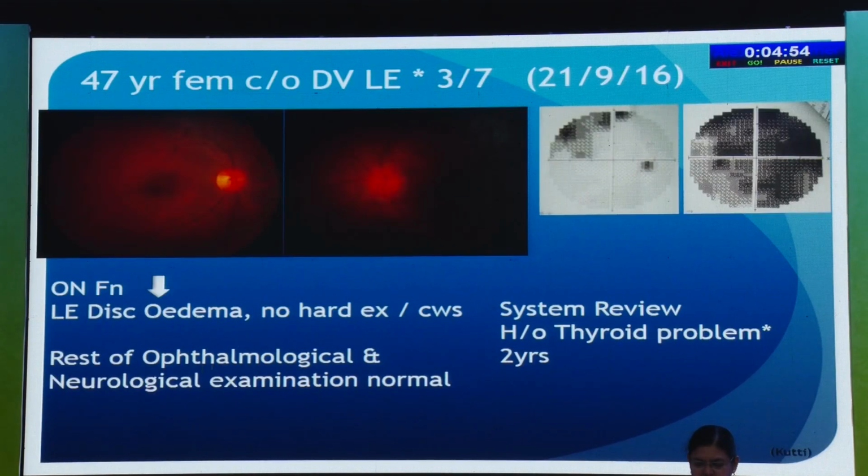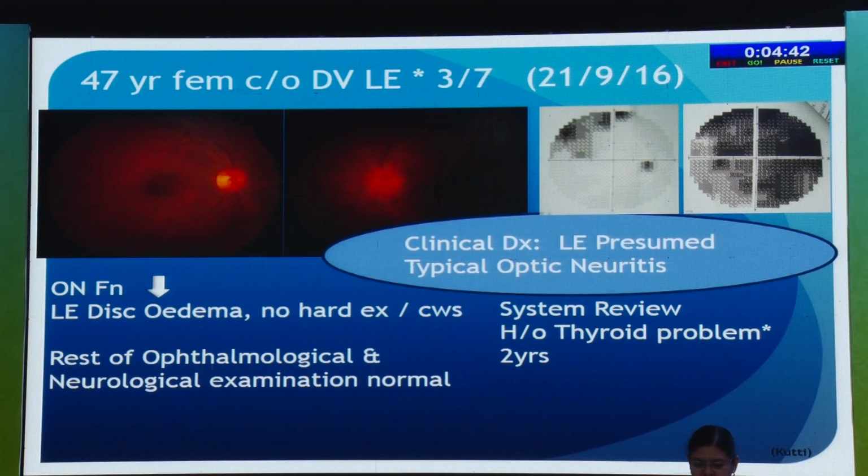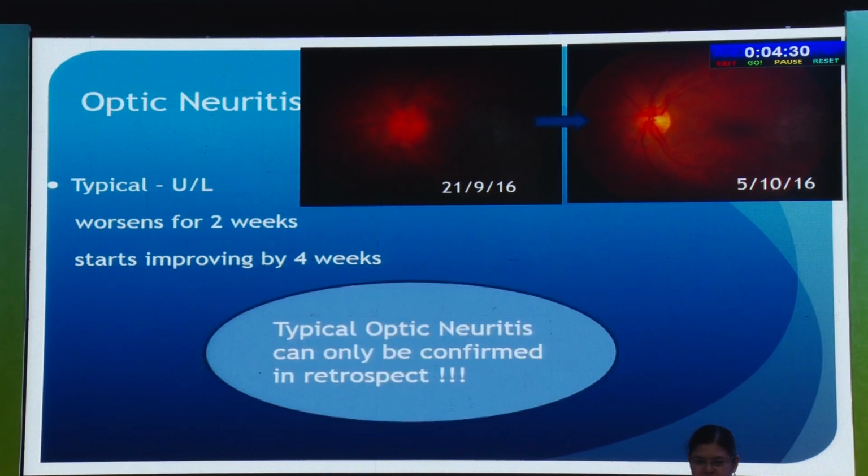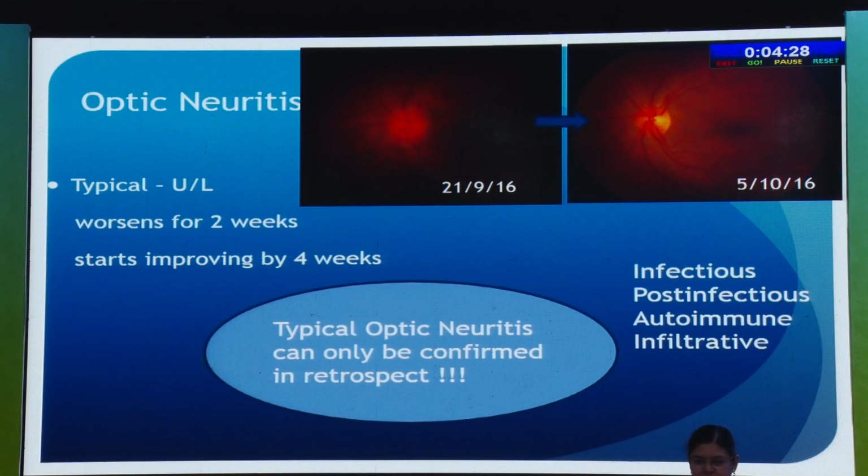So again, a 47-year-old patient, slightly on the higher age group, presenting with blurring of the left eye. You can see the disc margin is blurred, so all features suggestive of an optic neuritis with decreased optic nerve function. But important to understand is that if this is typical, they should behave in a particular pattern. They usually worsen for 2 weeks and start improving by 4 weeks. You can see exactly by 2 weeks she has started improving. So typical optic neuritis should behave in a particular pattern, otherwise you should think of atypical optic neuritis.